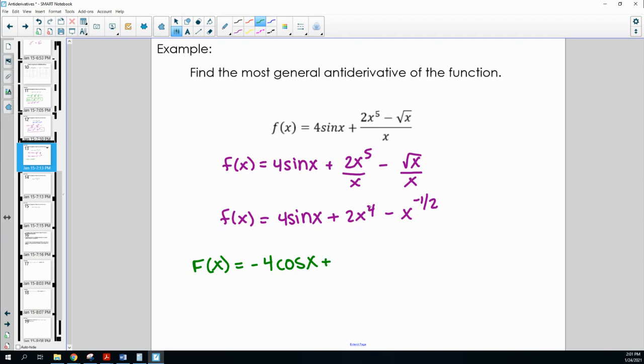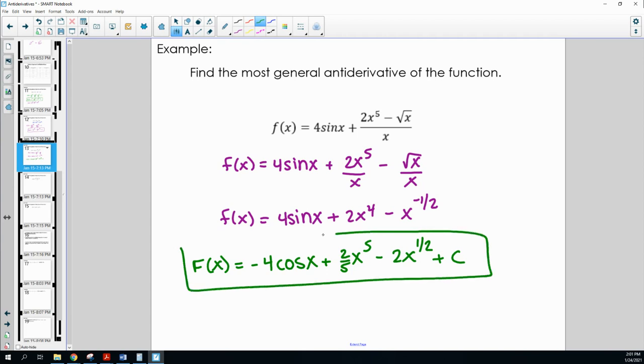So now I take the antiderivative of this. I'm going to increase 4 by 1 to get 5 and then divide by 2. So 2/5 x to the 5th. And then I'm going to increase the negative 1/2 by 1. So that's going to be 1/2. So I'm going to divide this negative 1 by 1/2. So that's going to be negative 2 x to the 1/2, and then plus c. And here's my general antiderivative.